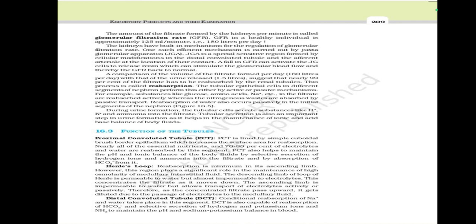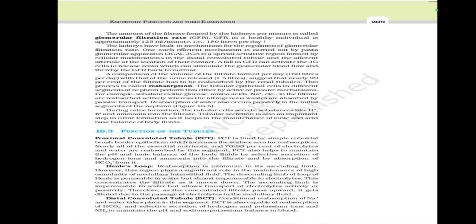During the urine formation, the tubular cells secrete substances like hydrogen ions, potassium ions, and ammonia into the filtrate. Tubular secretion is also an important step in urine formation as it helps in the maintenance of ionic and acid-base balance of body fluids.